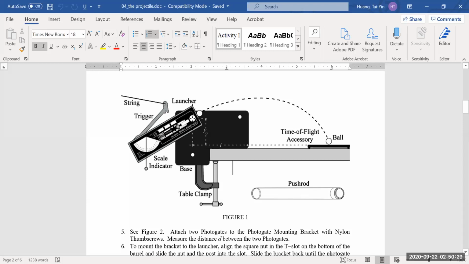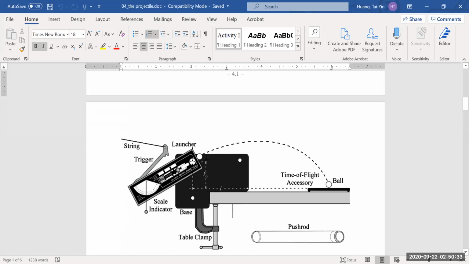And so the construct will be that the ball is going to pass through two photogates. It's not shown here, but the separation between the two photogates is the distance that the ball travels. And then the computer is going to measure time. So based on that, you can estimate the initial velocity of the projectile.